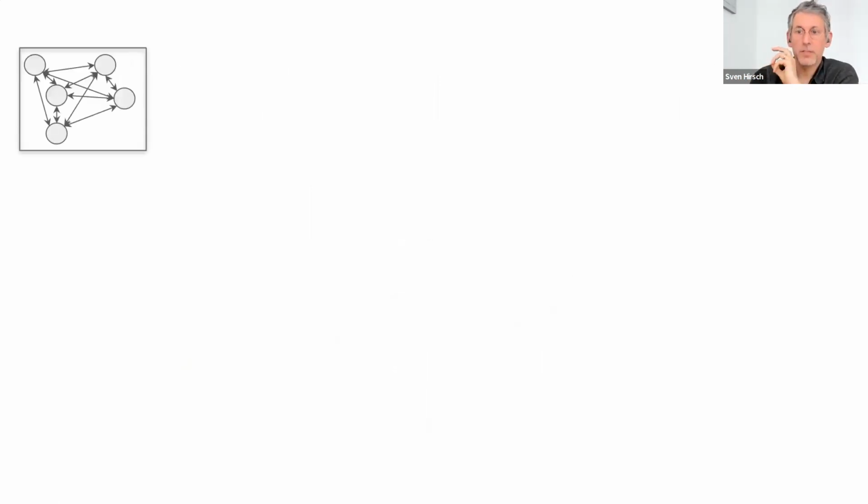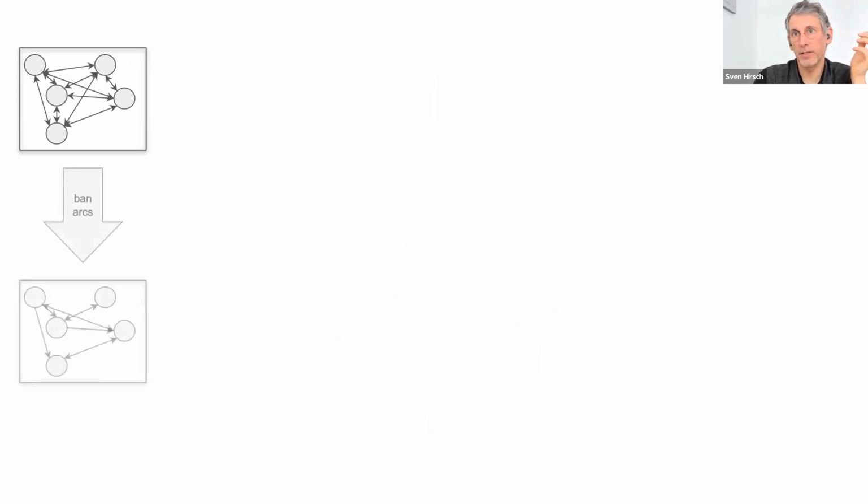So how that goes is first you have a fully connected graph, and then you can bend some arcs by reasoning.